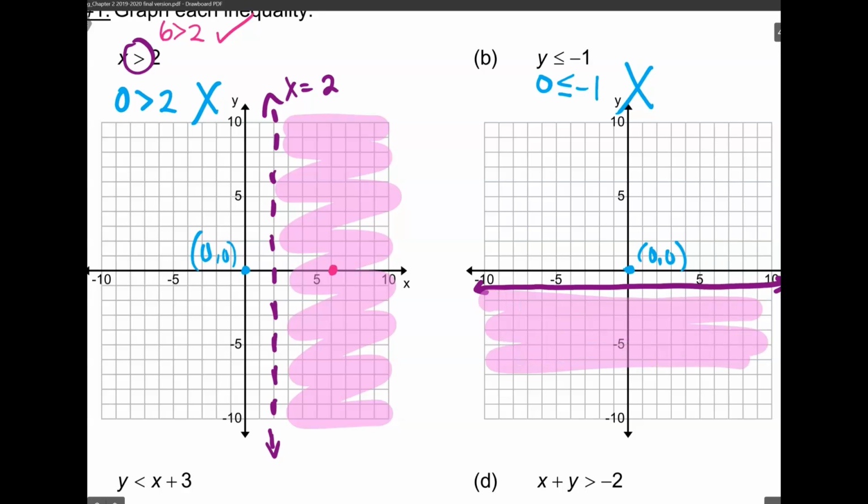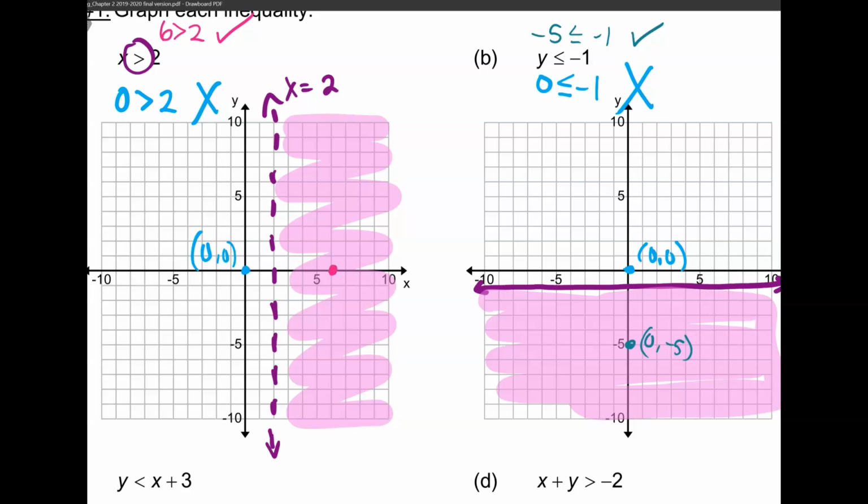And just to make sure we're doing it properly, we can pick another point that's on the side that we shaded to double check we did it correct. So I'll pick maybe, how about this point right here? 0, -5. The y value is -5, so I'll test it. Is -5 less than or equal to -1? It is. So since it works, that is the side that should be shaded.